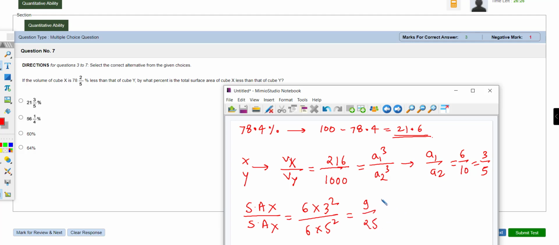So if the total surface area of cube X is 9, then the total surface area of cube Y is 25. Now the total surface area of cube X is how much less? 16 less than cube Y is how much? 16 by 25 into 100. So the answer is going to be 16 into 4, 64%.